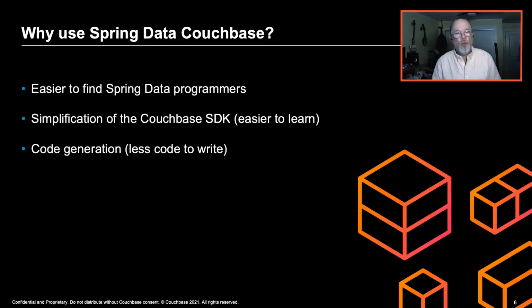So why use Spring Data since we're taking a performance hit by doing that? First thing is, it's easier to find Spring Data programmers than it is to find Couchbase programmers. There are a lot more Java programmers out there in the market that have experience with working with Spring Data than there are with working with the Couchbase SDK. Second, it is a simplification of the Couchbase SDK. So it's much easier to learn and get started if a programmer isn't experienced with Spring Data. Third, it generates a lot of code. So there is a lot less code to write.